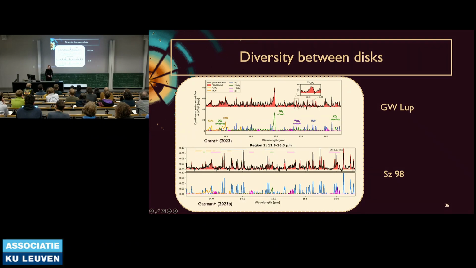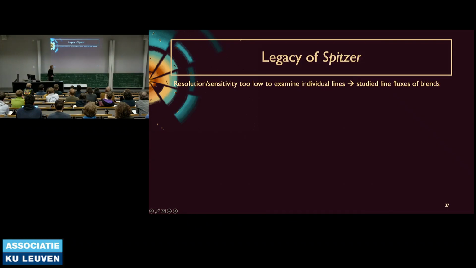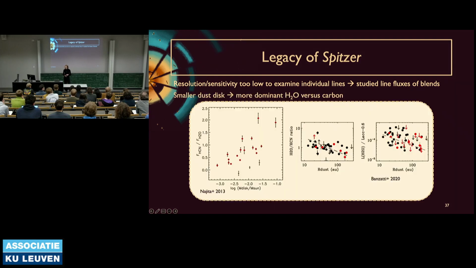This diversity is not necessarily new. We already saw this with Spitzer. There were trends that were already discovered here, but the resolution and sensitivity were too low to look at specific lines. They looked at line blends and fluxes, and there were a few trends that they could see. First of all, your HCN over H2O ratio seems to go up with an increase in disk mass, and similarly with the outer dust radius. An increase in outer dust radius essentially means you have less water and more carbon-bearing species. That seems to be the trend.